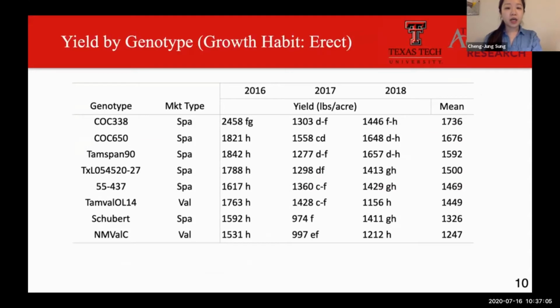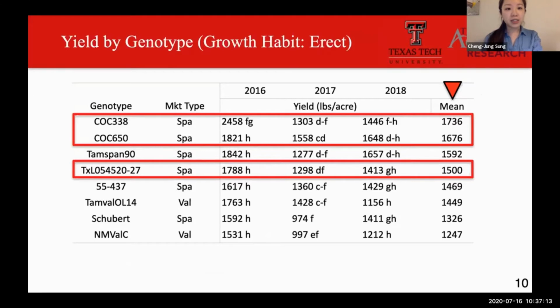And for the erect type table here, I also sort them by the mean. And from the results here, we can see that 3 genotypes I circled, including 2 mini-core accessions and 1 breeding line here, have the pretty nice yield comparing to some other Czech varieties also.